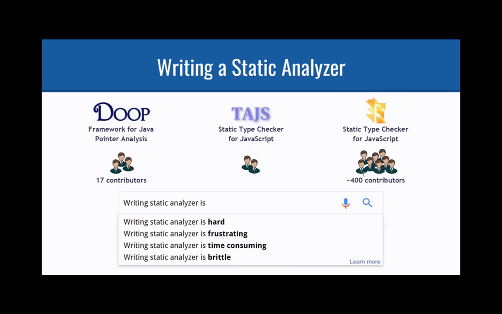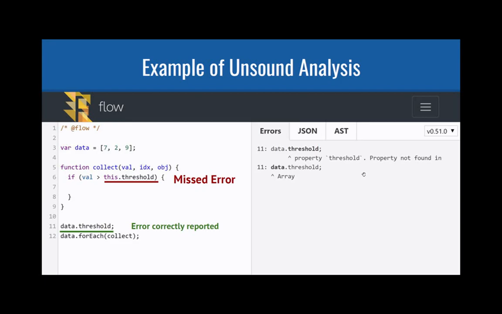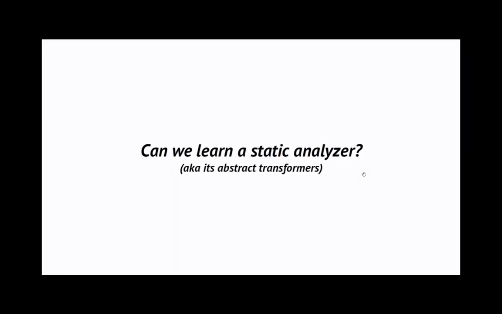But even though there are 400 people trying to improve the software, if you actually run it on real-world examples, it can still be unsound. In this case, we have a simple JavaScript program that initializes an array and tries to access a field of the array, which of course doesn't exist. The tool correctly reports that there is an error on line 11, but here the error is missed. The reason is that here we access the data field indirectly, by it being bound to the this variable.